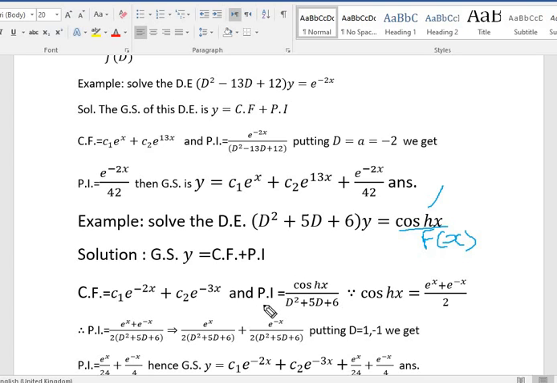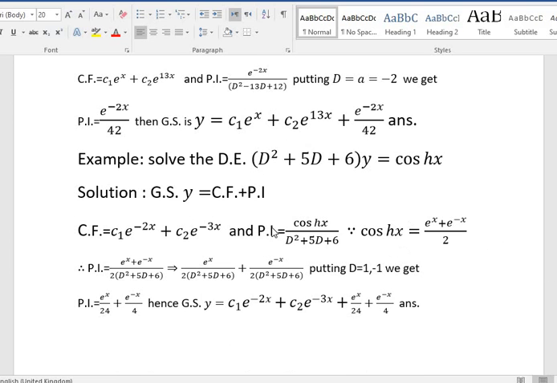Now for the particular integral, write this function divided by f of d. But cosine hyperbolic is nothing but e power x plus e power minus x divided by 2. So in place of cosine hyperbolic x, write e power x plus e power minus x divided by 2. The particular integral becomes e power x plus e power minus x divided by 2 times f of d. Put it part-wise, that means e power x divided by this part plus e power minus x divided by this part.